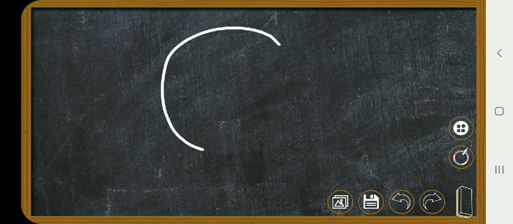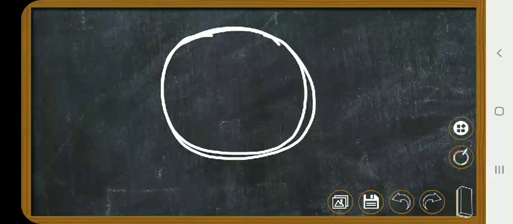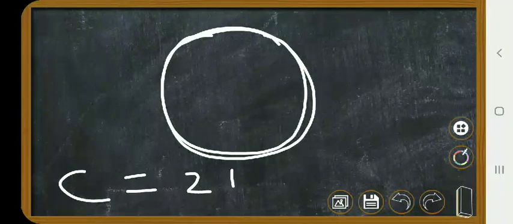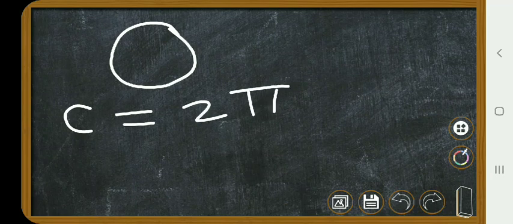Now what is meant by the circumference of a circle? See, this outer part is called the circumference of a circle. To find the circumference of a circle, that is C, we have a formula, that is 2 pi r. This pi is a constant which has a value of 22 upon 7. Circumference of a circle, denoted by C, is equal to 2 pi r.